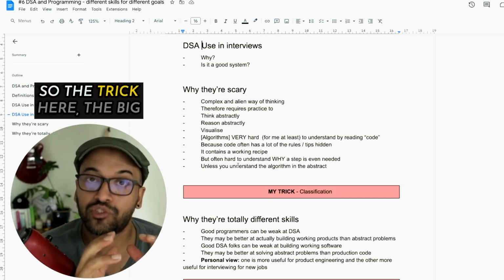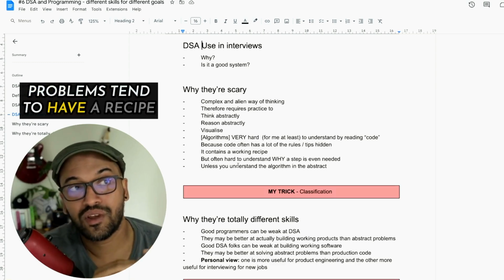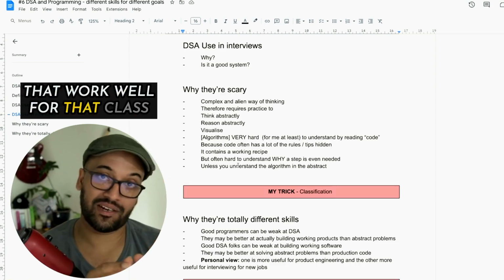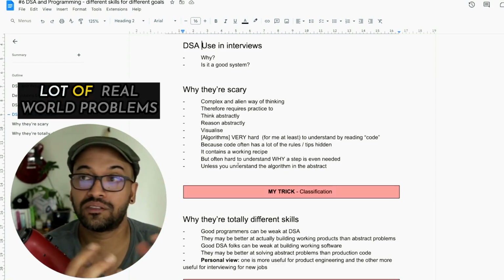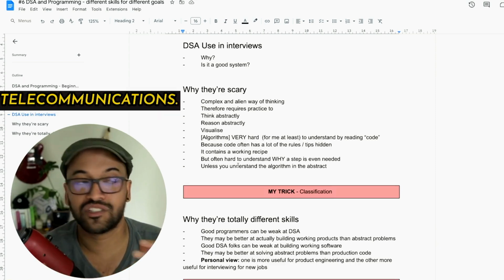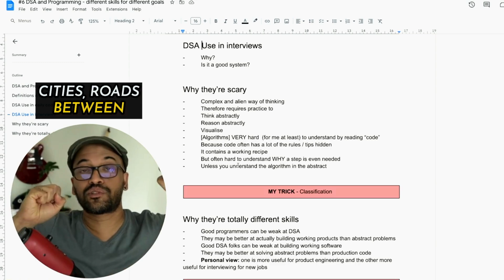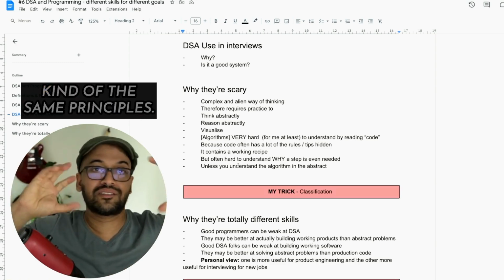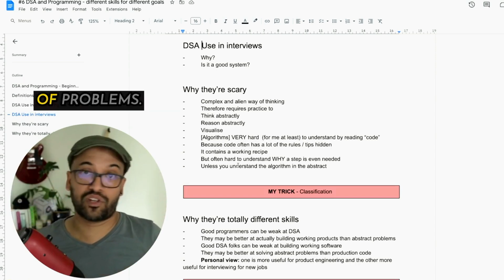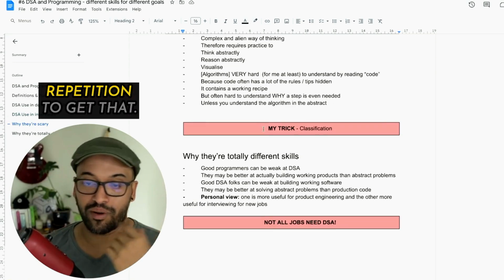So the big trick here is to classify different types of problems. Different classes of problems tend to have a recipe of their own, a combination of data structures and algorithms that work well for that class of problem. And you'll find that a lot of real world problems around you are networks, of roads, for example, or networks of telecommunications. They're kind of the same thing, because you have nodes and you have connections between the nodes, right? Roads between cities and connections between computers are kind of the same principles. Cities are like computers, and the connections are the connections, right? So those become graph sort of problems. And so you start to visualize things in that way. It takes a bit of practice, a little exposure and repetition to get that.